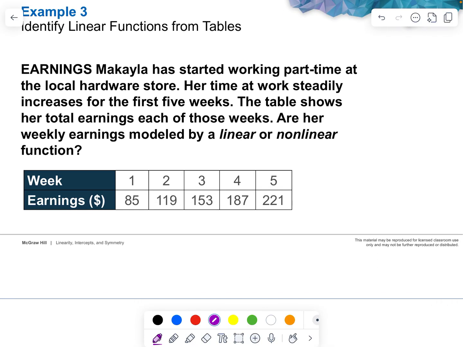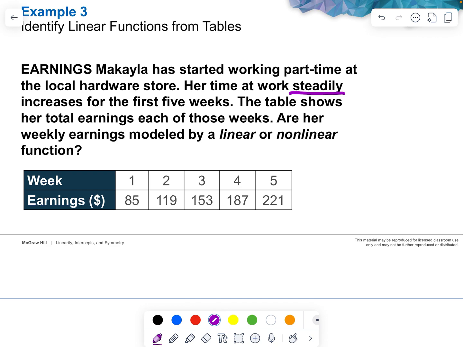Michaela has started working part-time at the local hardware store. Her time at work steadily increases for the first 5 weeks. This might be a key word. The table shows her total earnings each of those weeks. Are her weekly earnings modeled by a linear or nonlinear function? Well, let's just graph it.